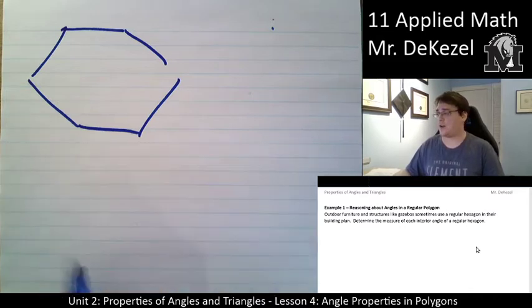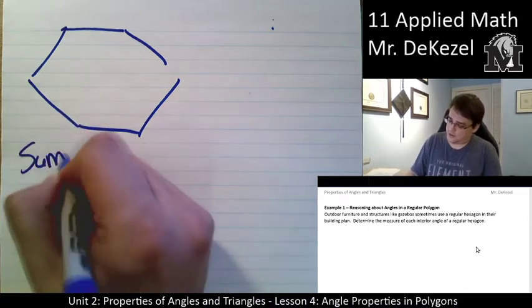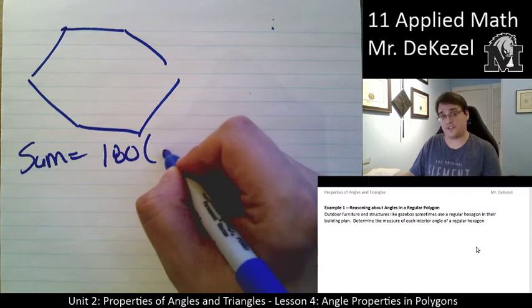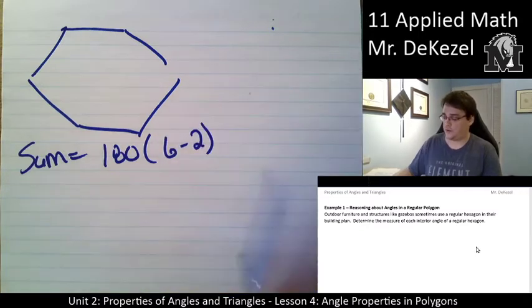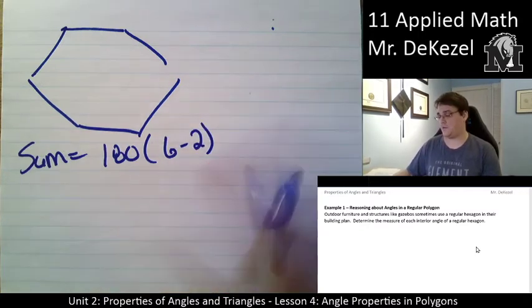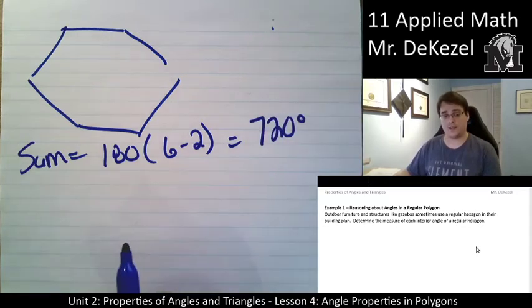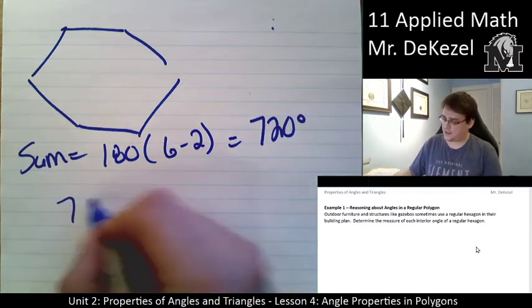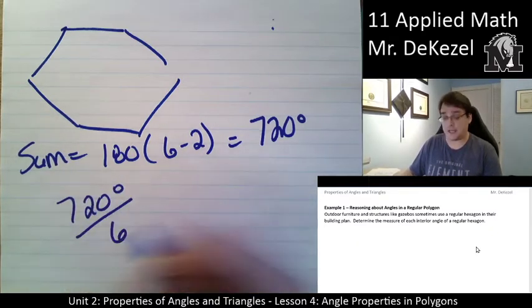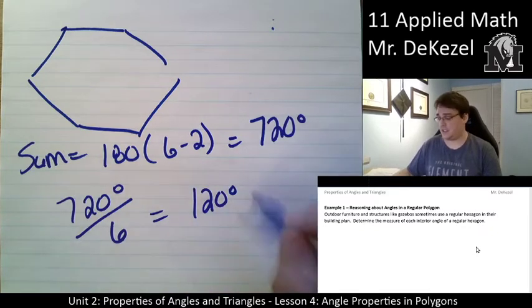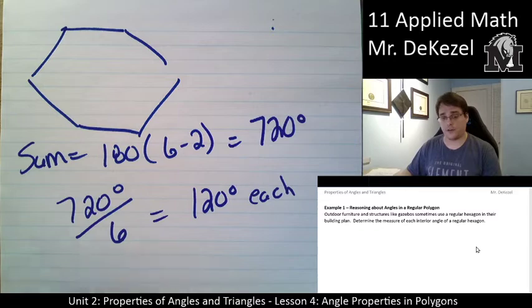So I know that the sum of the interior angles of a hexagon is equal to 180 times the number of sides, which is 6, subtract 2. So 180 times 4 equals 720 degrees. And since I have 6 total angles, I'm going to take the 720 degrees, divide it by 6, to get 120 degrees each. That would be for each interior angle.